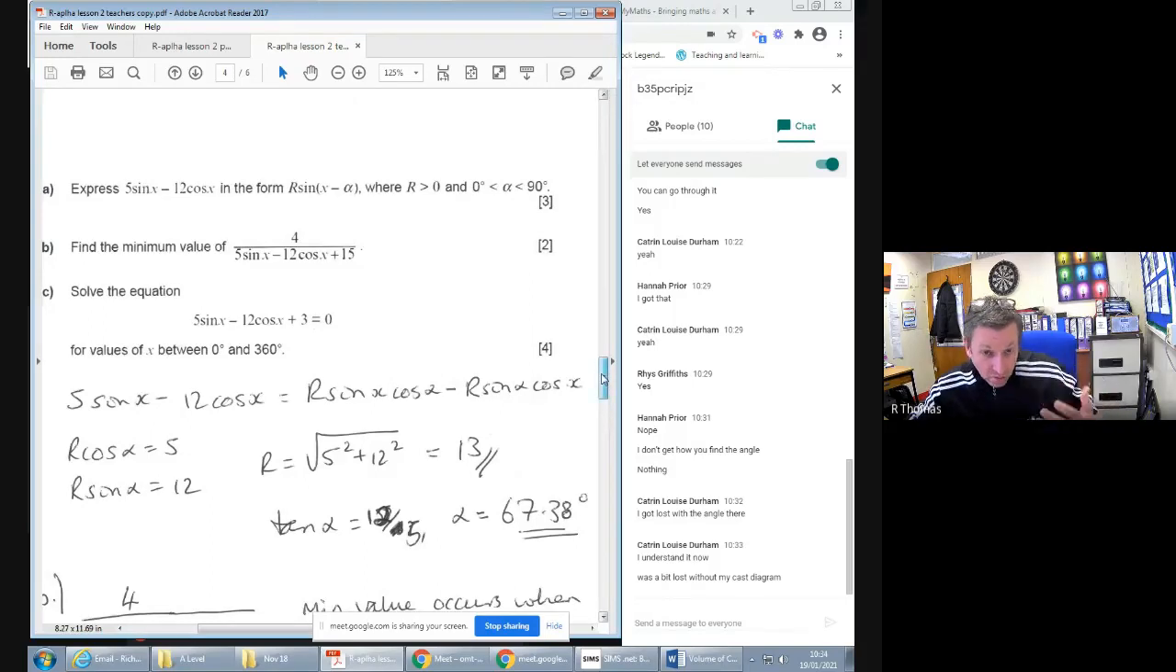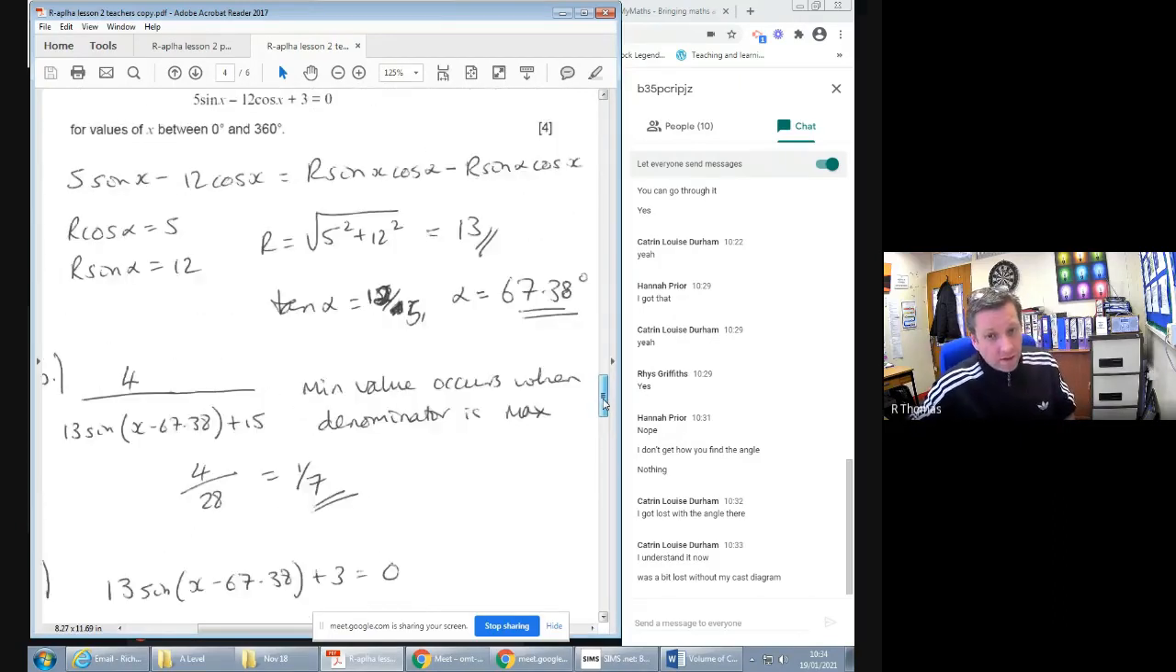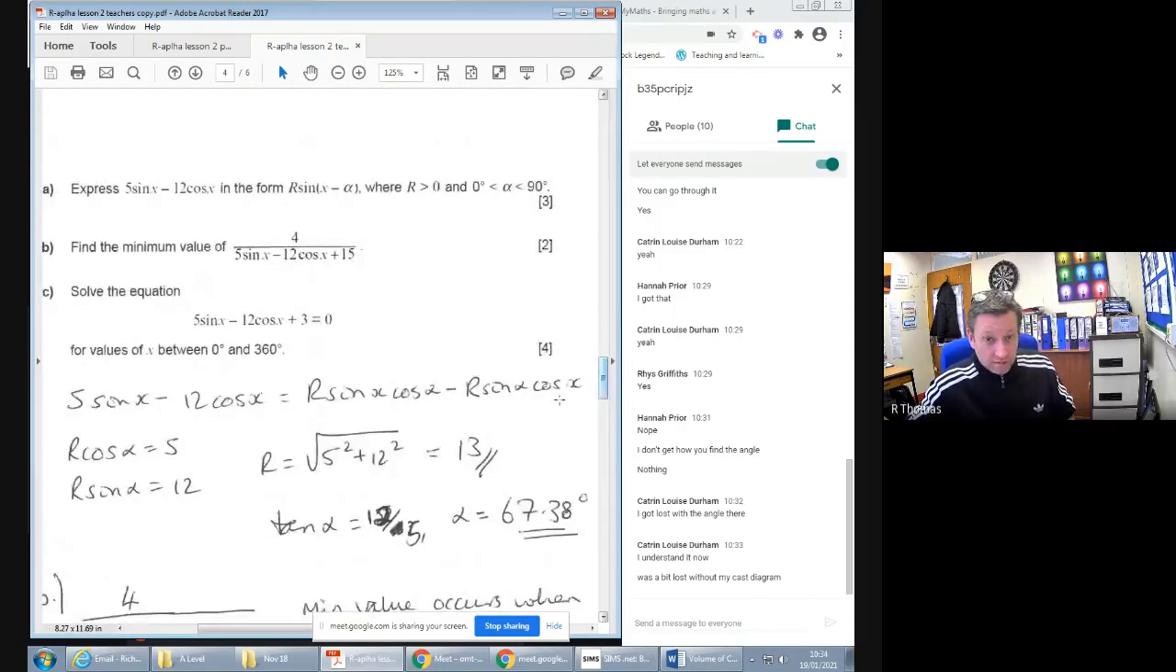I wanted to go through this one. It was particularly stinky, look, because this one came out as a negative. Now, I'm hopeful that with the R alpha, getting the first set of marks now, you're starting to get the hang of it and getting used to it. It's the same thing every time, really. You just expand the identity and equate the coefficients, square add root, and then divide them and hit shift 10.